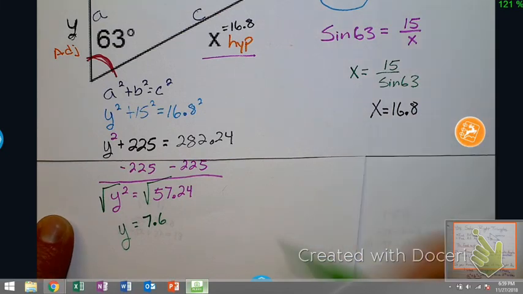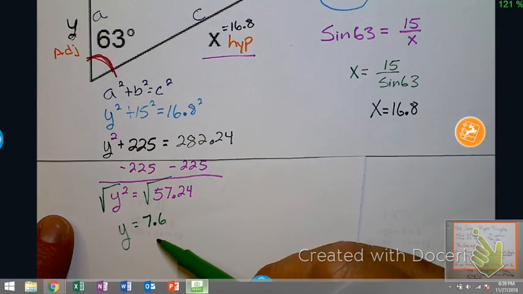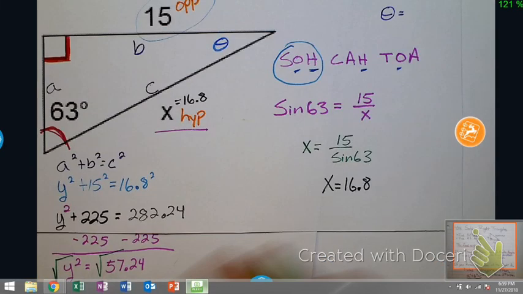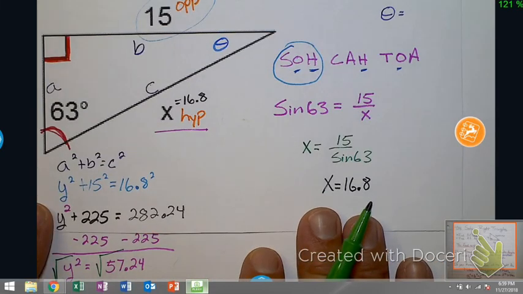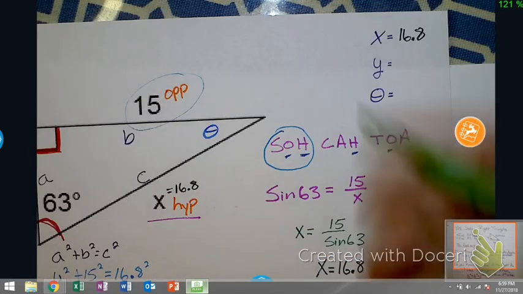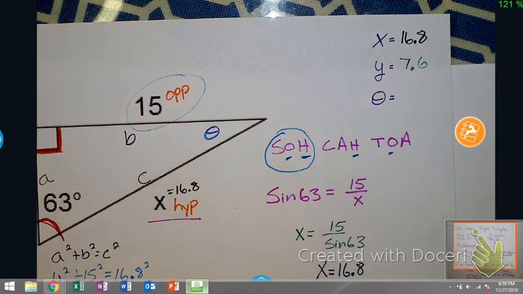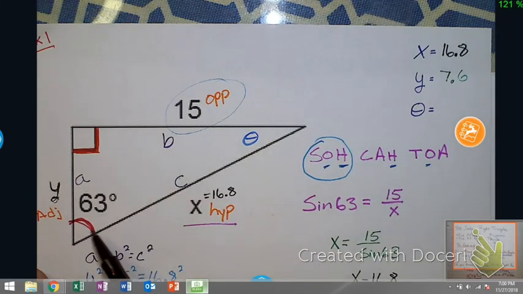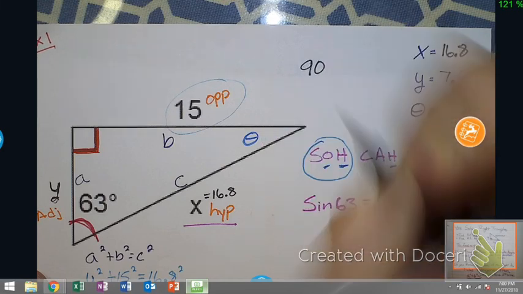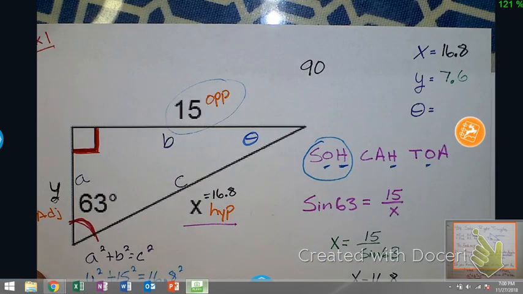So, we used the Pythagorean theorem to solve for one missing side, y. We used trigonometry and SOHCAHTOA to find the first missing side, x. Y is 7.6. Let's write that up there. The only thing we have left to solve for is theta, our missing angle. Well, thankfully we know that the two acute angles, 63 and theta in this case, are complementary. That means they make 90 degrees. 90 degrees, subtract 63.